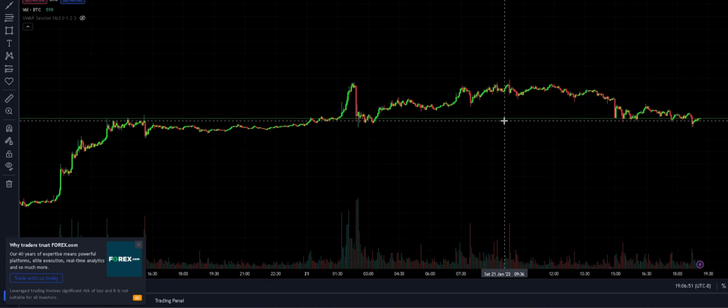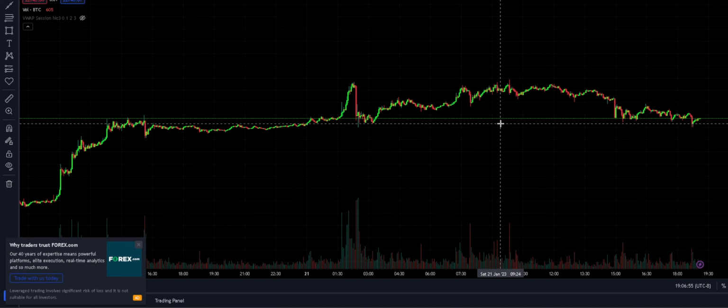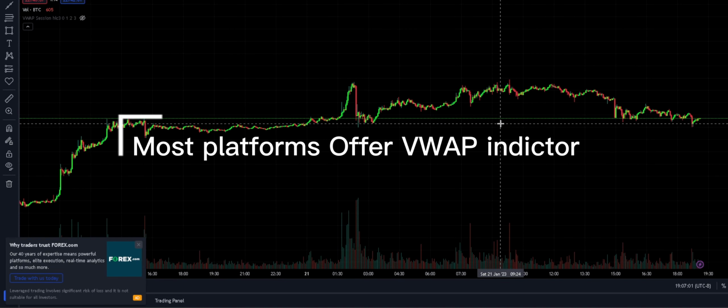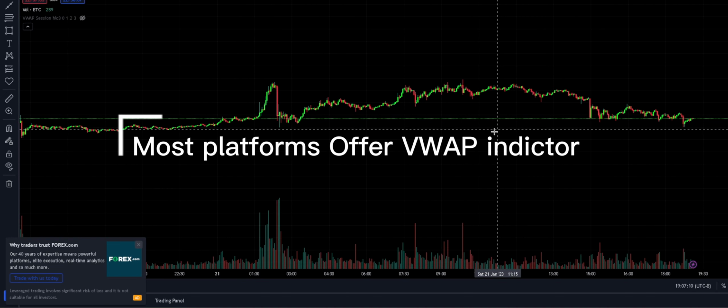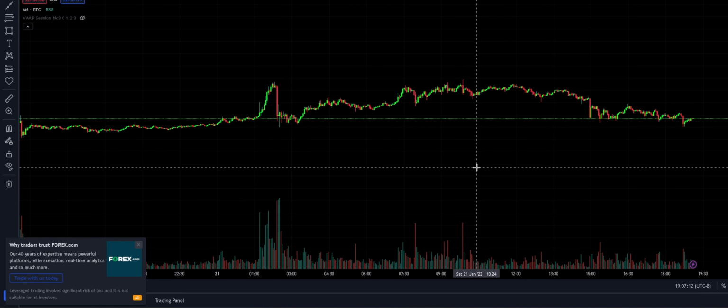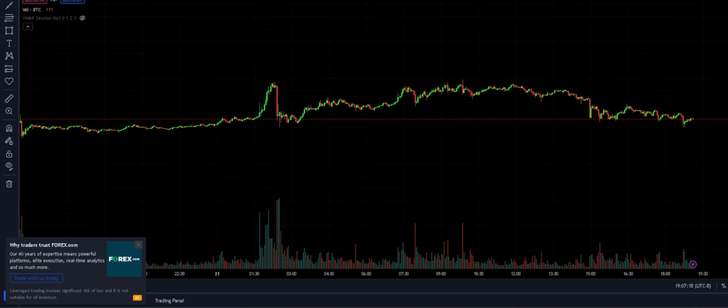To use the VWAP indicator, you will need to have access, of course, to a trading platform that offers this feature or indicator. Most popular trading platforms such as Thinkorswim, TradeStation, MetaTrader, or Lightspeed have it built in, and in my case I'm going to demonstrate on TradingView.